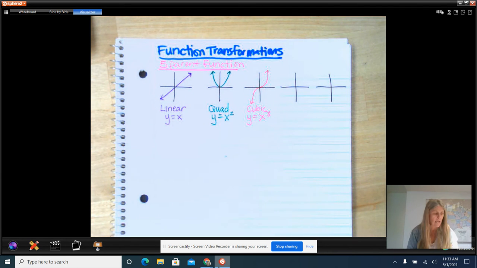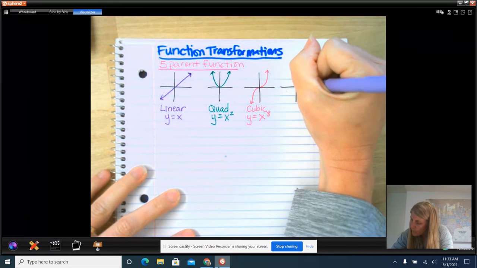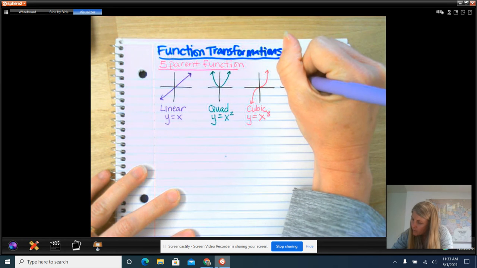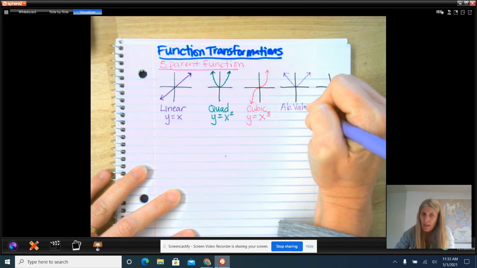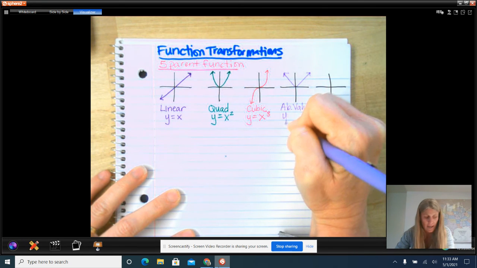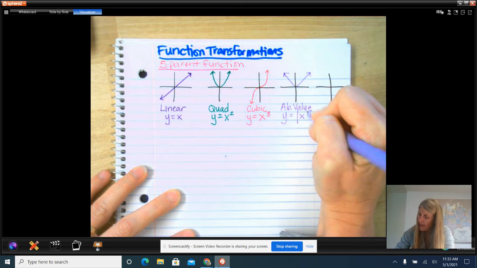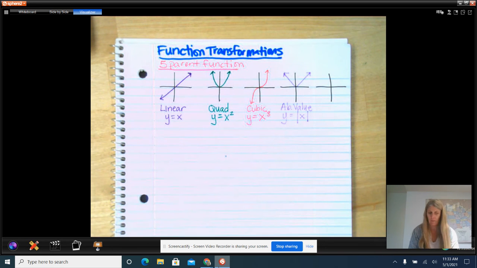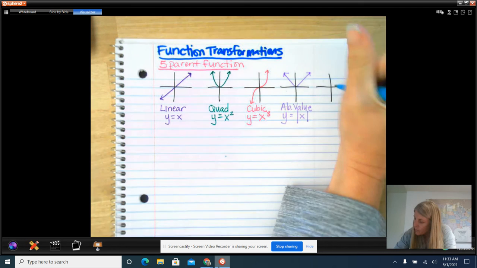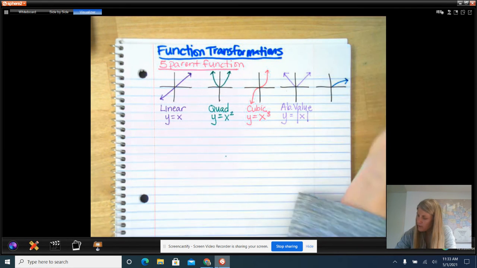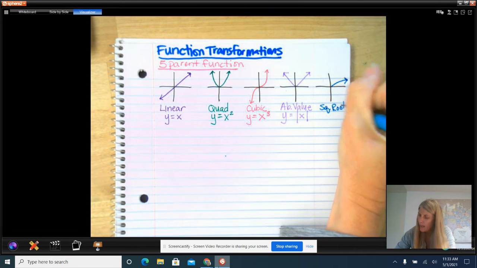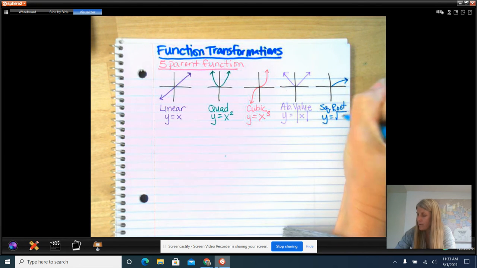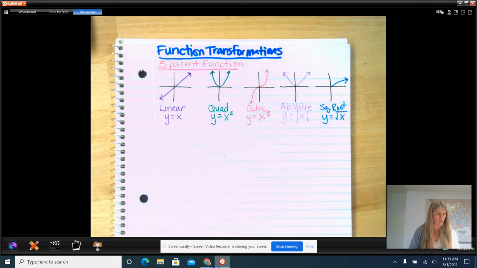Okay. Next, we are going to have an absolute value equation, which looks like this. And our equation is y is equal to the absolute value of x. Okay. And our last one is going to be a square root equation. Okay, so square root, and that's y is equal to the square root of x. So these are the basics that we're starting with.